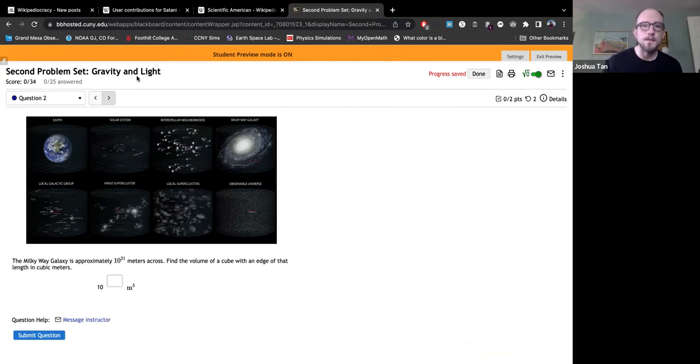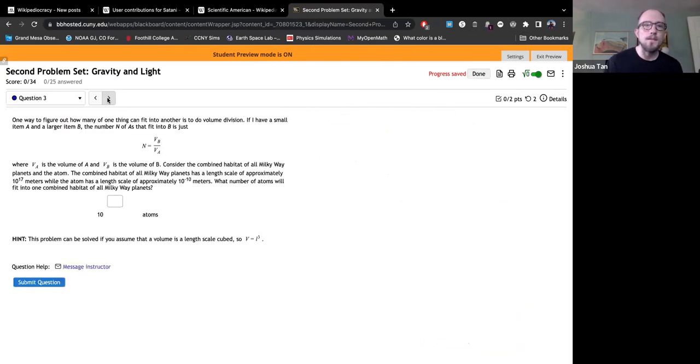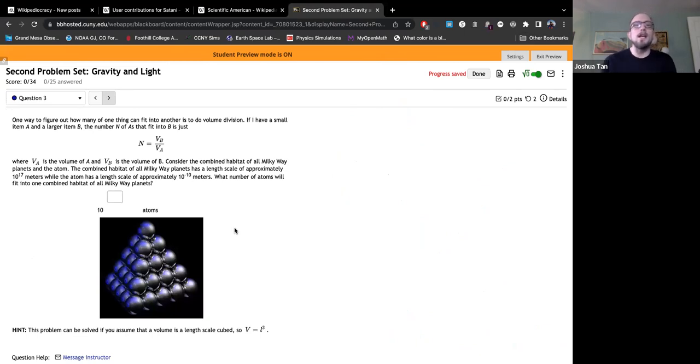Okay, so let's continue on. Question number 3 asks you to do something similar to what you did in question number 2. In this case, we're comparing two volumes. You're going to take the length scale of one object, the length scale of a second object, and find the volumes of the two of them. And then you're going to divide the large object by the small object. That's going to tell you how many small things you can fit inside the large thing.